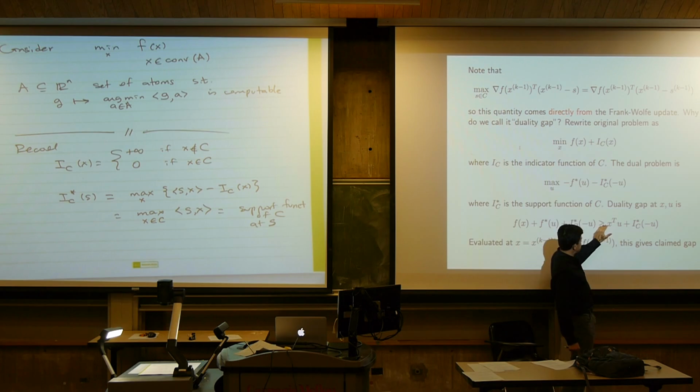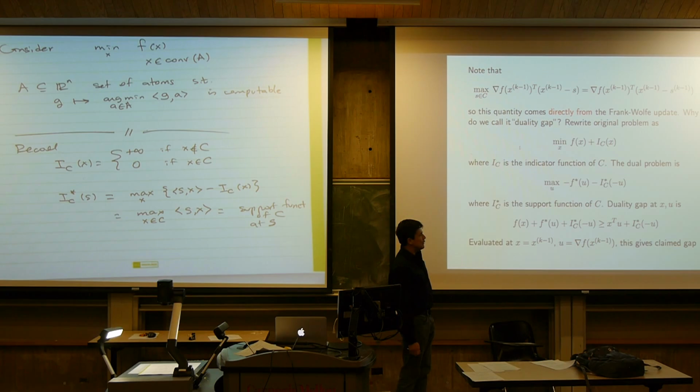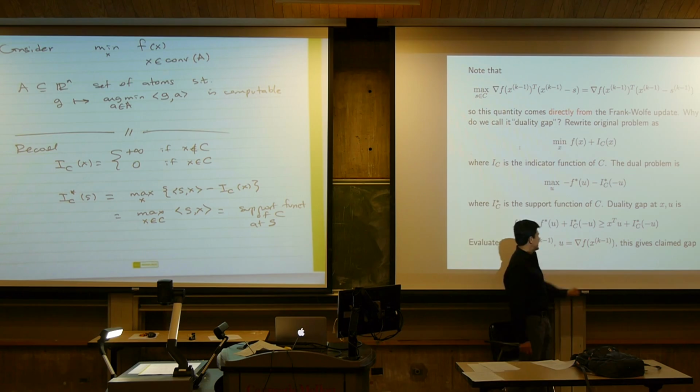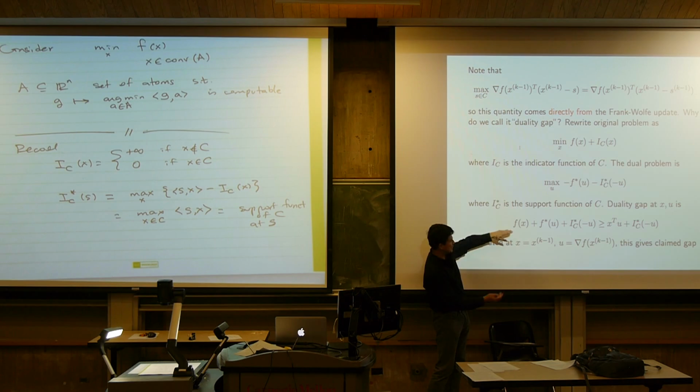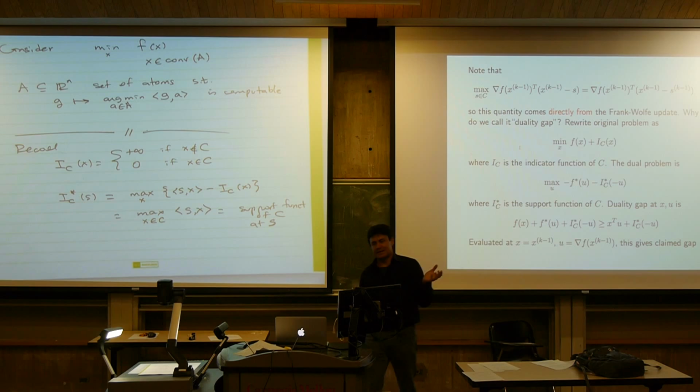Now, if we evaluate this guy at this value, at the gradient, then we get that kind of duality gap between the primal problem evaluated at x_{k-1} and the dual evaluated at the gradient. Okay.